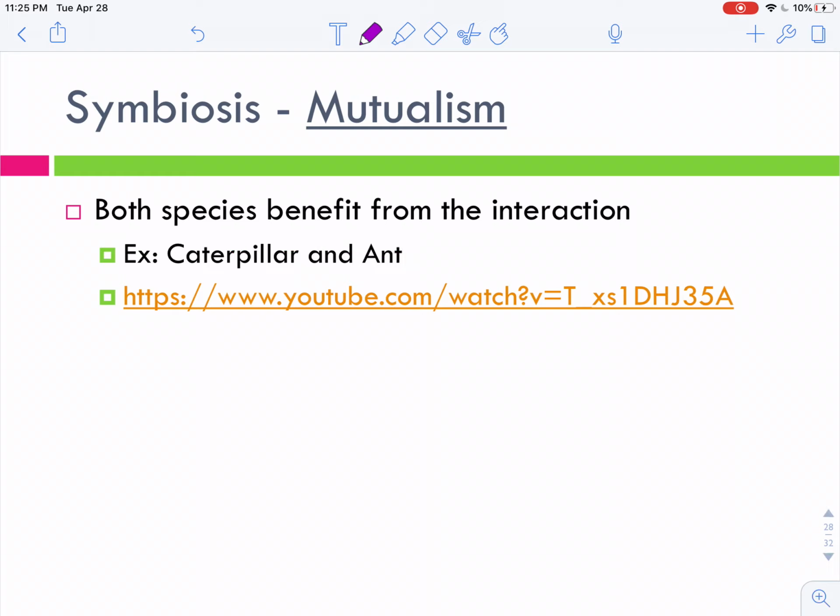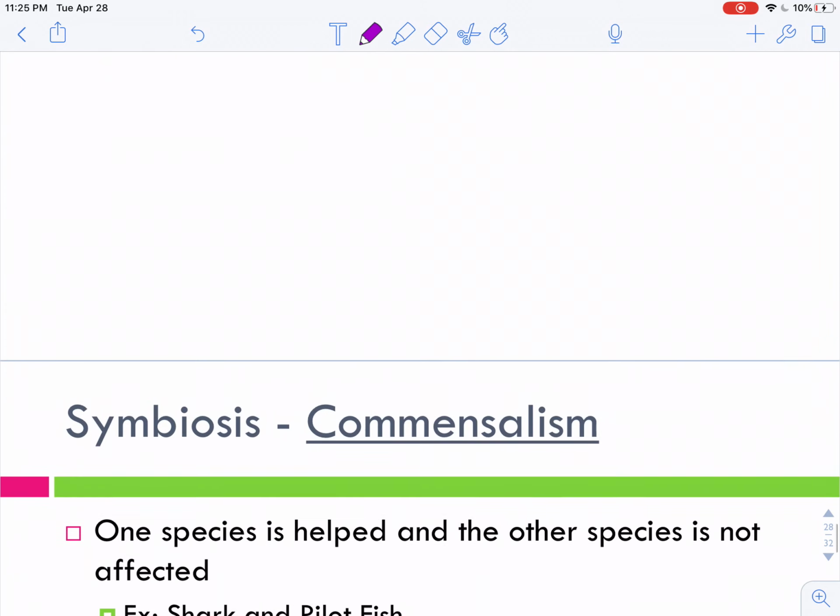And then I also had this video for you about the caterpillar and the ants. In this video you saw that it was beneficial for the caterpillar to be near the ants. And the caterpillar was giving those little sugary drops of water on its skin, and the ants were there to basically protect the caterpillar from other dangerous ants.